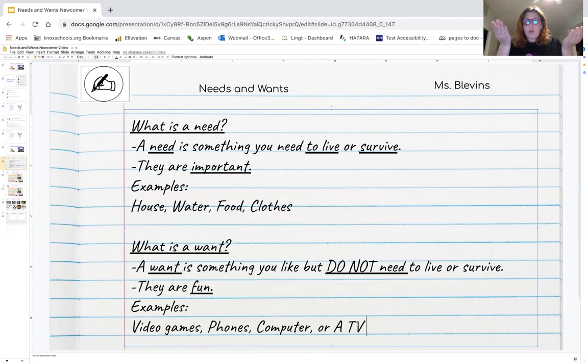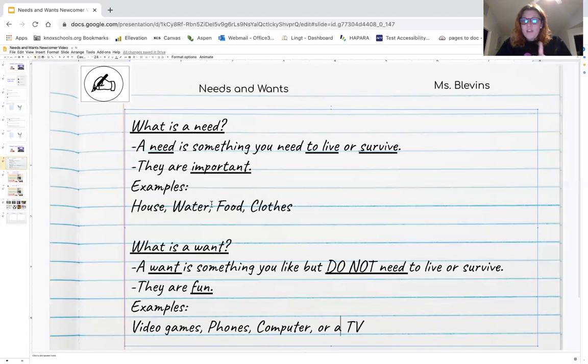So needs and wants are very different. Needs, we need them. We cannot live without them. A house, water, food, and clothes. But wants are our fun things, things that we like to do. Video games, phones, computers, TVs, or even maybe art. We like to draw, but that's something that we want to buy things for, like markers and crayons. We do not need them to survive.